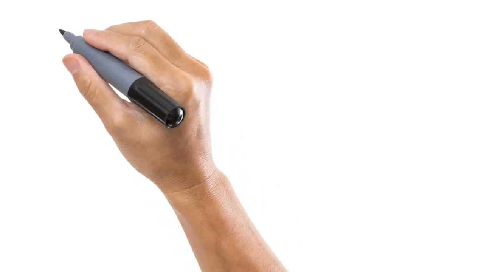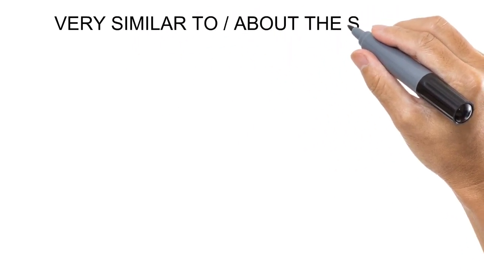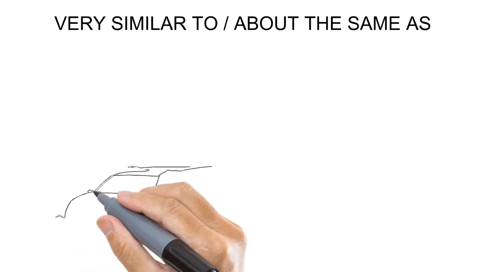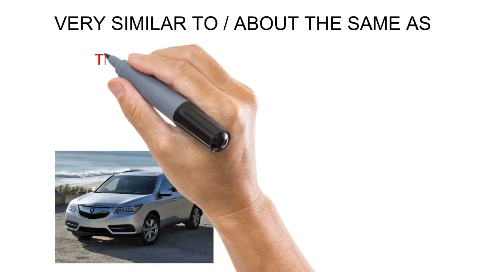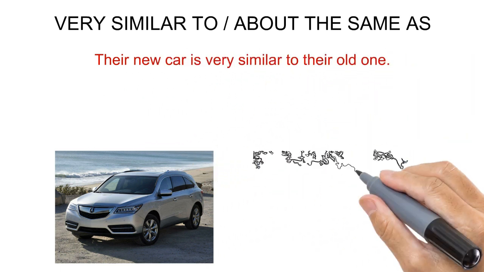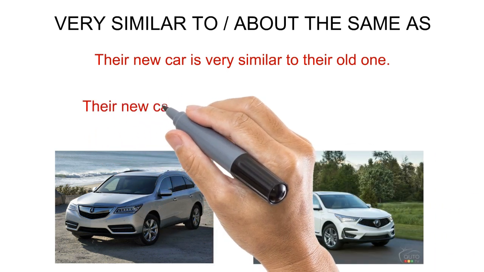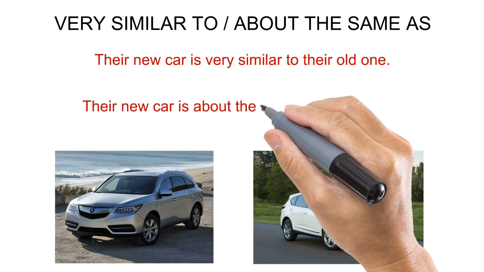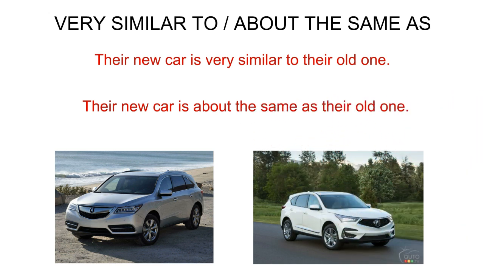Now, if two things are nearly the same, we use very similar to, or we can use about the same as. For example, the new car is very similar to the old one. Both the new car and the old one are nearly the same. In the same meaning, you can use about the same as if two things are nearly the same. The new car is about the same as the old one. Again, both the new car and the old one are nearly the same.